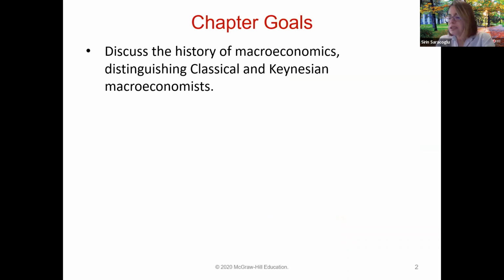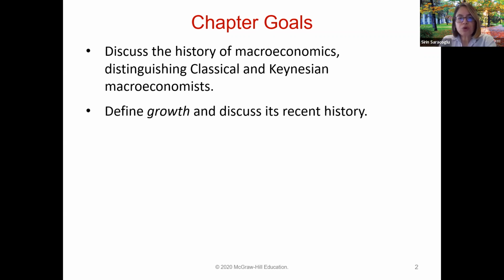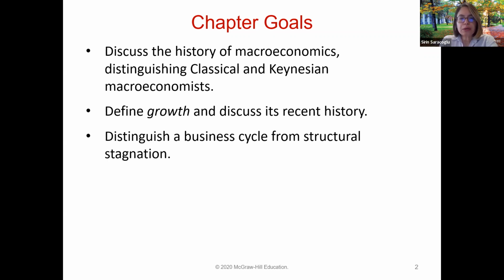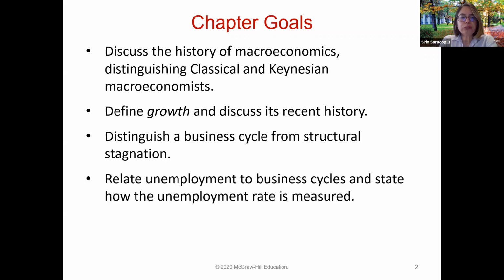All right, initially we are going to start discussing the history of macroeconomics, and there are two main schools of thought, the classicals and the Keynesians. We are going to look into differences between those two schools of thought. We are going to talk about economic growth, and we are going to also talk about business cycles. And in doing so, we are going to also refer to unemployment and how we define unemployment and how it is related to business cycles.